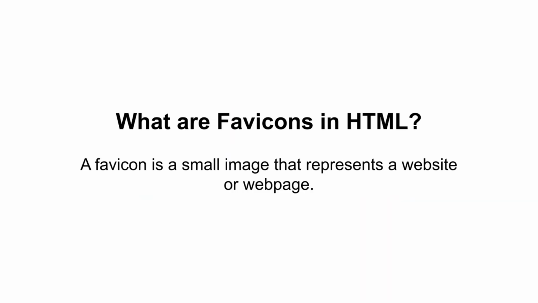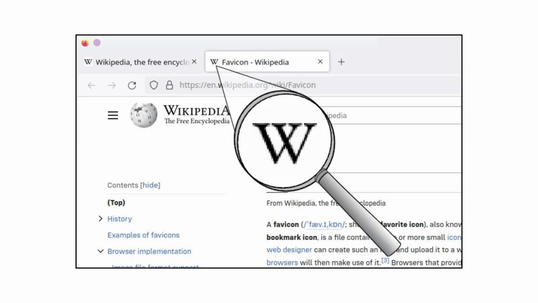What are favicons in HTML? A favicon is a small image that represents a website or web page. It is the small image you see to the left side of your tab. Most websites like Google and Wikipedia have a unique favicon for their website. And today, we will learn to set our own favicon to our website.